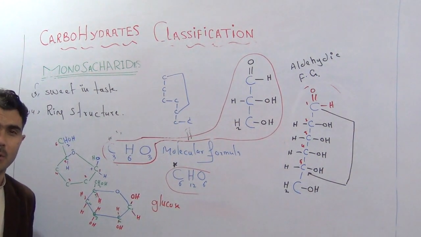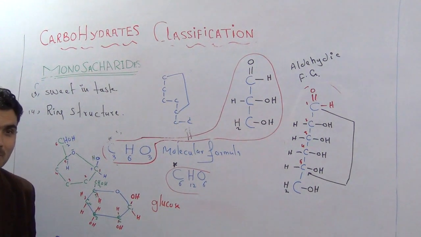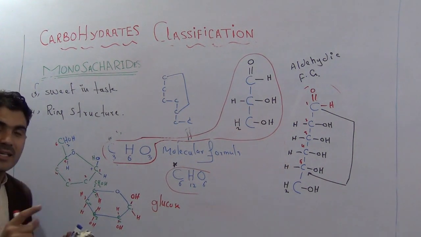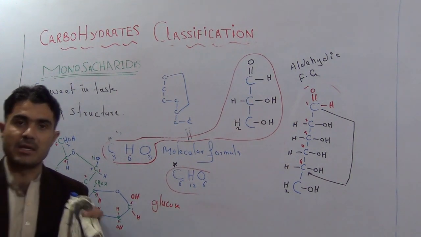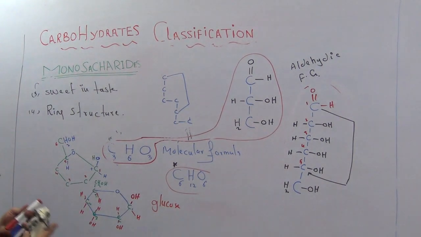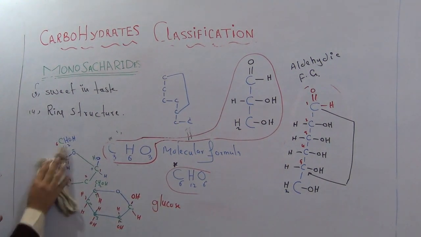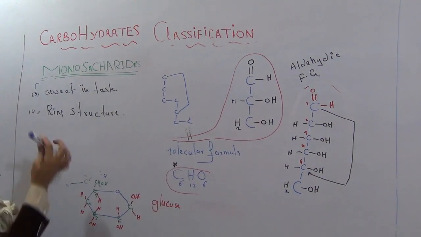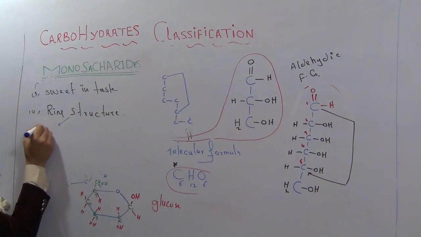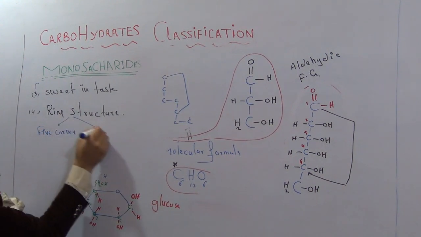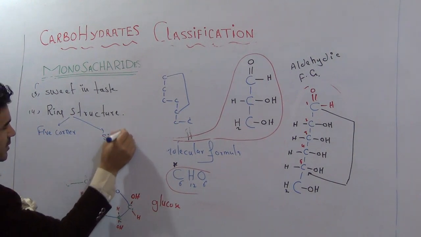So there's a kind of ring formation. You people are lucky. Of course, I'm also lucky that we today got the idea of how the open structure becomes a ring in the case of monosaccharides. Now coming to this ring structure, once again I'm going to erase it. The ring structure may be 5 cornered, or it may be 6 cornered.